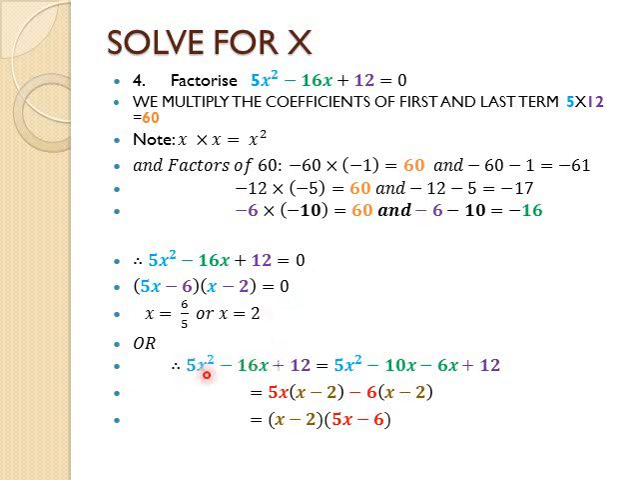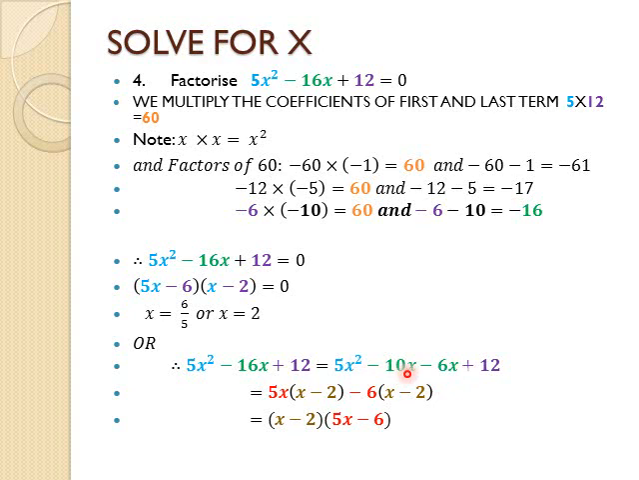Right, there's also a second method shown to me by one of my good Australian friends. 5x squared minus 16x plus 12. Right, so I can break up the middle term in such a way that I create a common factor for the first term and a common factor for the last term. So we look, 5 divides into 10. So you see there, 5x squared minus 10x and minus 6x plus 12.